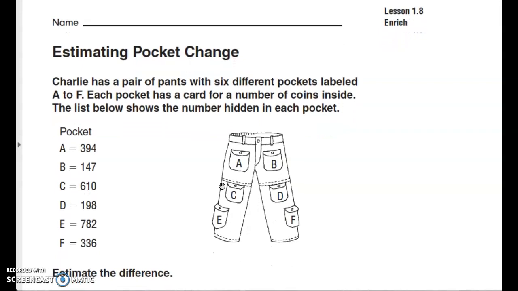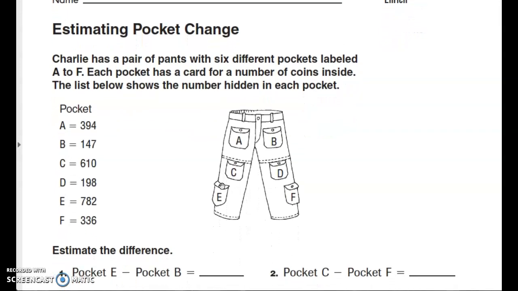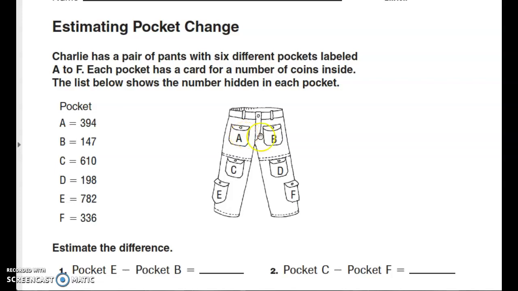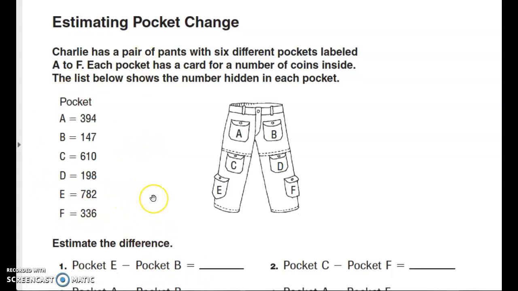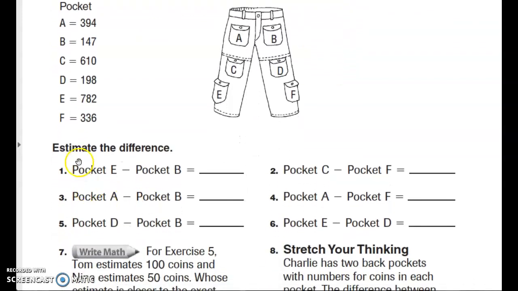Okay. Charlie has a pair of pants with 6 different pockets labeled A to F. A, B, C, D, E, F. Each pocket has a card for a number of coins inside. The list shows the number hidden in each pocket. Look at how many coins he has. That must be a heavy pair of pants, don't you think? Okay. So for 1 through 6, we need to take the number in the pocket and subtract another number in a different pocket. So we have to pay really close attention. I think working on a separate sheet of paper would be a great idea.